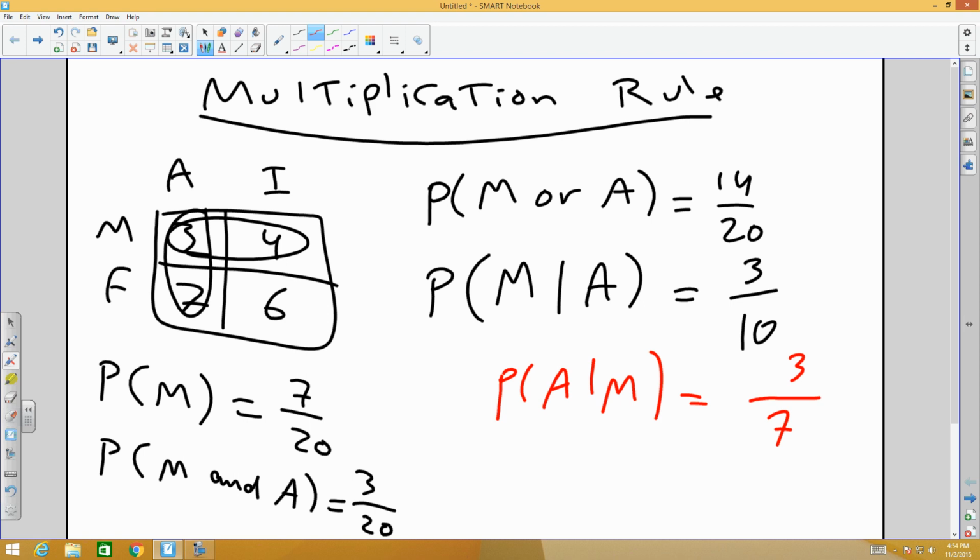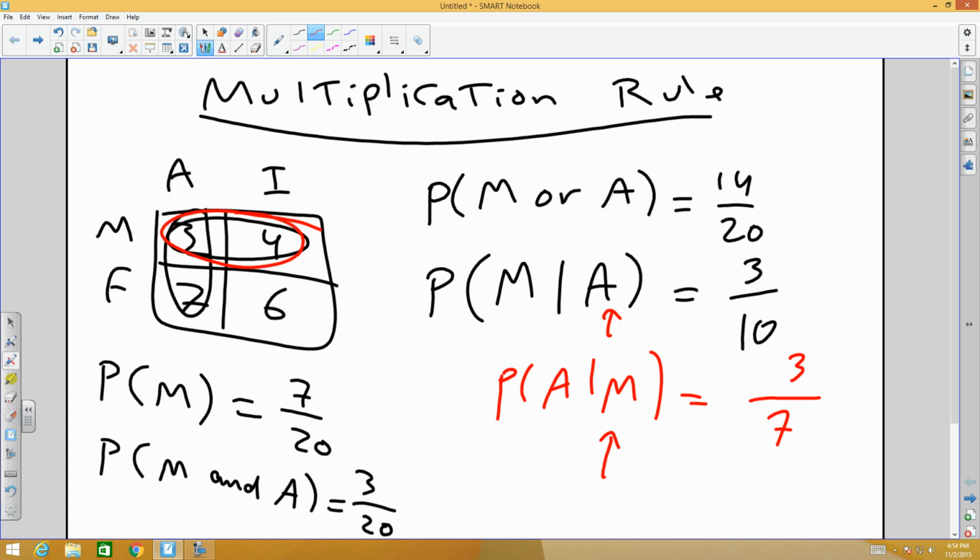Because given male, you divide by the number of people who are male. Here given against, so you divide by the number of people who are against. All the male, yeah. Now, given male means I know he's male. So it's like selecting from the male. Okay?